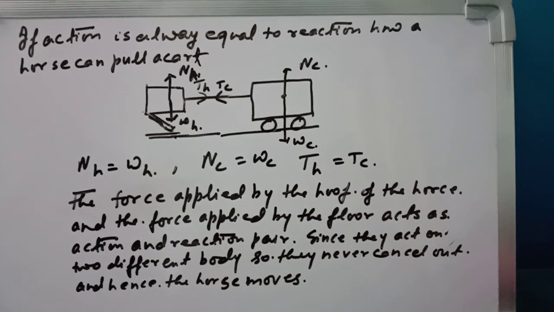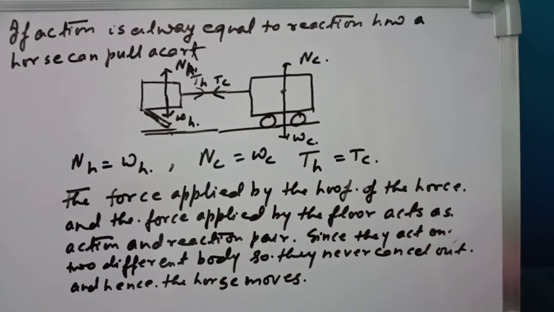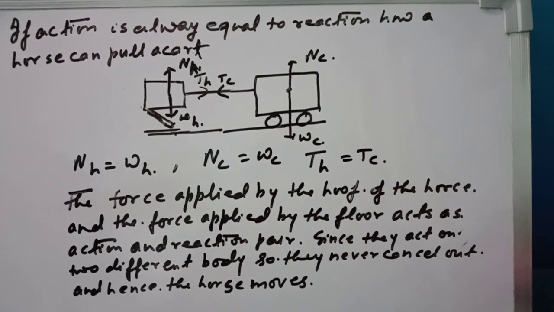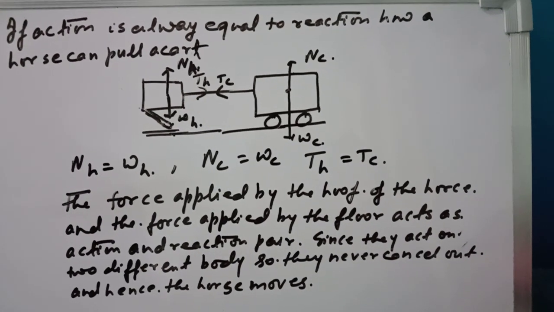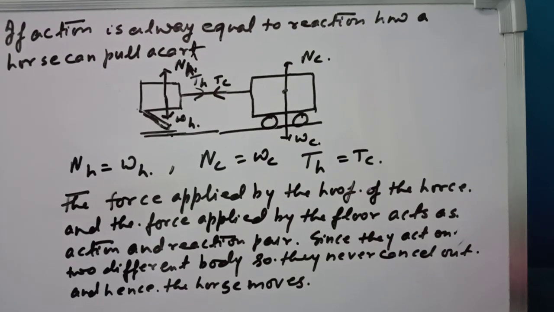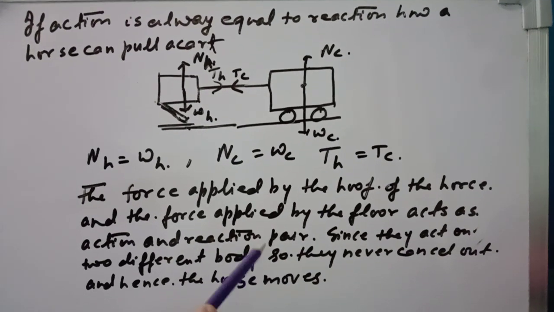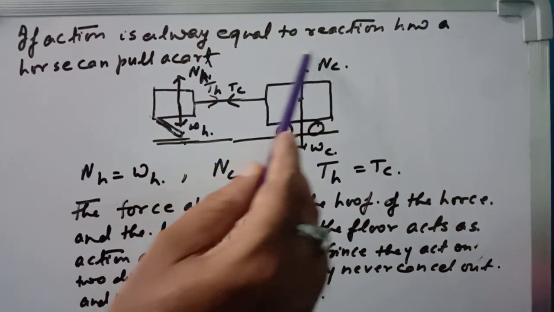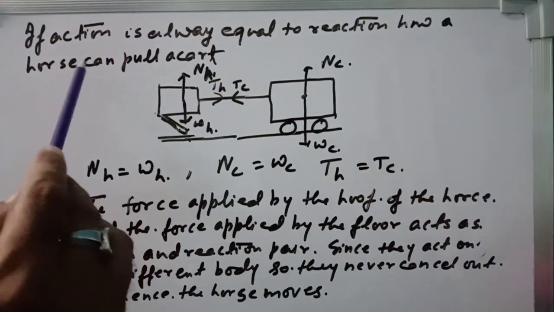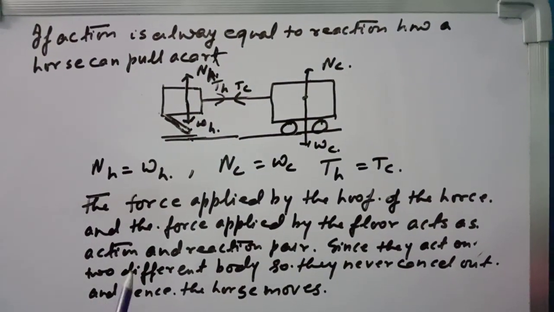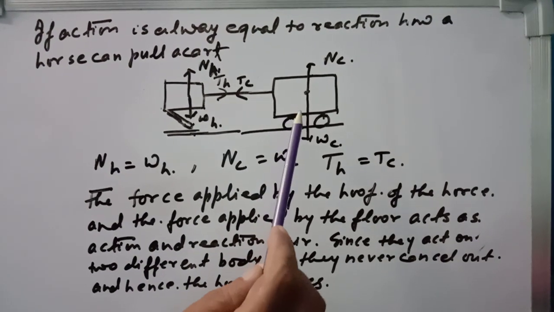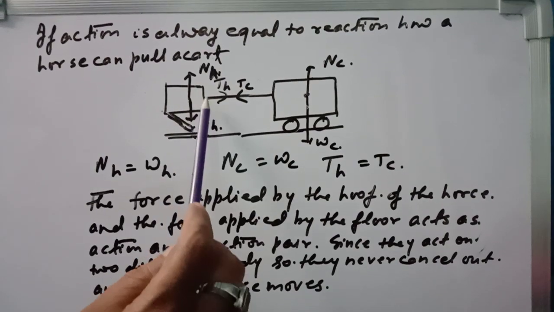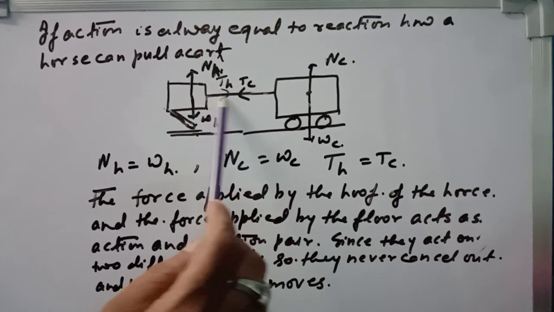Students, today we will again discuss some examples of Newton's third law of motion. This question is given in your NCERT book in the text questions. The question is: if action is always equal to reaction, how can a horse pull a cart? Here I have made the figure of the cart. This is the figure of the horse. They are attached with a rope.